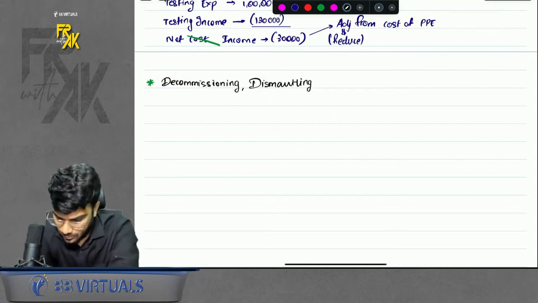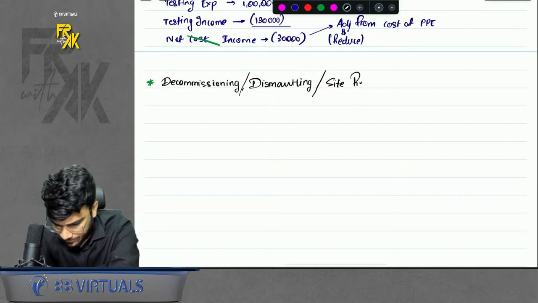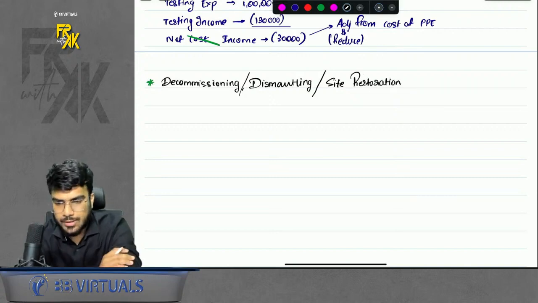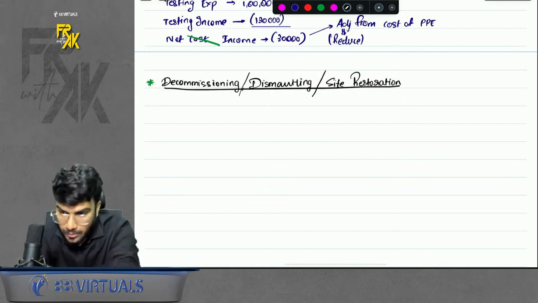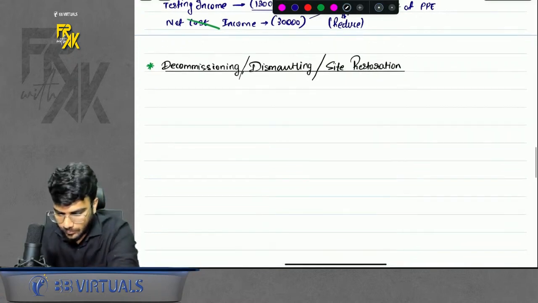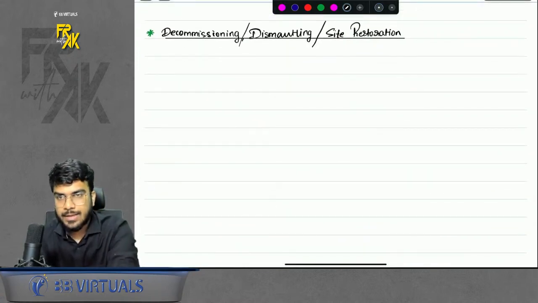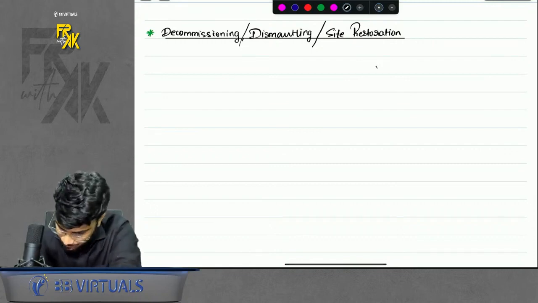Dismantling or site restoration. Decommissioning, dismantling or site restoration. Now, what do we mean by this? Let's try to understand with the help of an example. Let's say we have a machine.